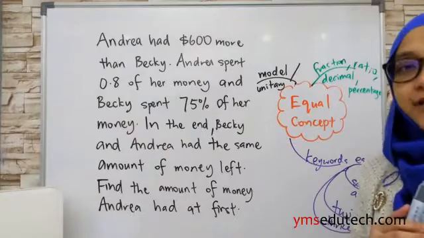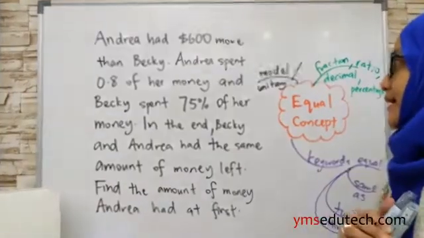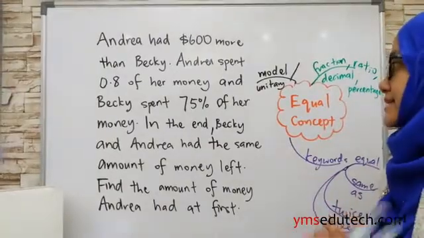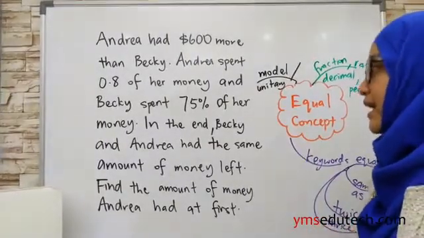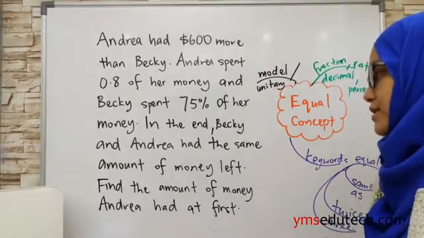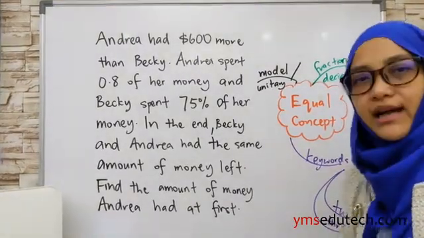Andrea had $600 more than Becky. Andrea spent 0.8 of her money and Becky spent 75% of her money. In the end, Becky and Andrea had the same amount of money left. Find the amount of money Andrea had at first.